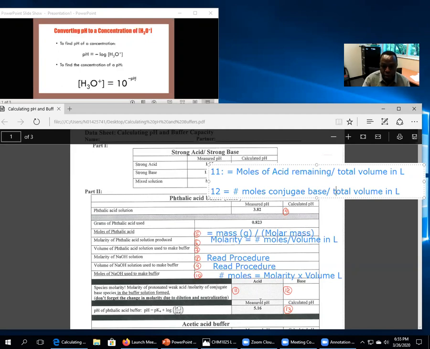And how do I find the molarity of each one of them? It is the number of moles of acid remaining over the total volume, which is 60 milliliters. You should have the total volume. That value will just come right here and here, okay? It will just be 11 and 11, and 12, 11 and 12.